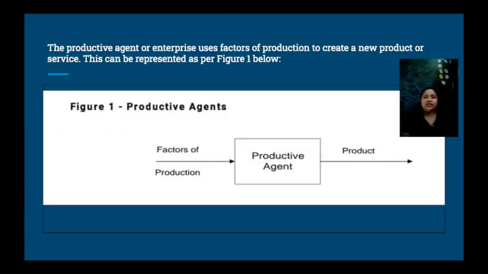This productive agent or enterprise uses factors of production to create new products or services. In this figure, the factors of production describe the inputs used in production. These include land, labor, entrepreneurship, and capital. Each productive agent is like a black box within which the production of goods and services takes place.